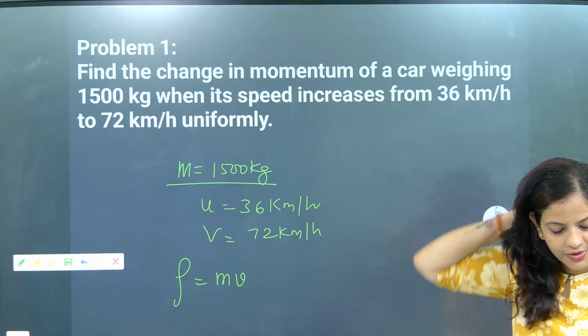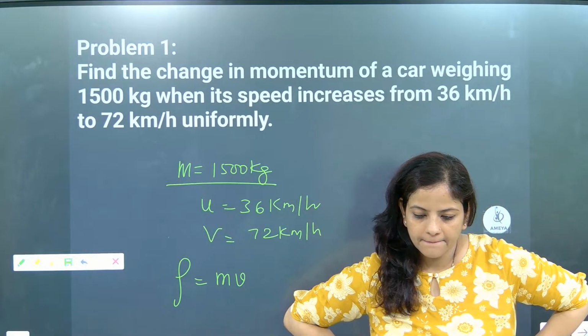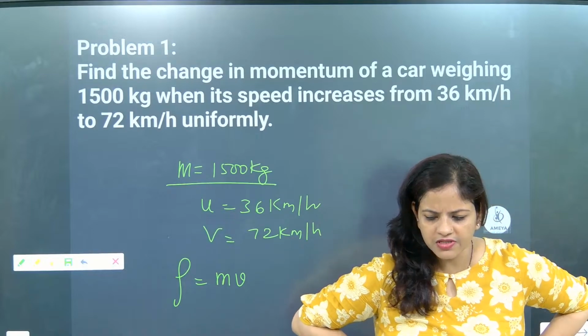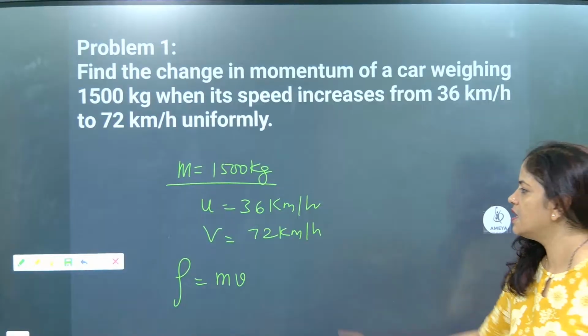So I'm going to change kilometer per hour into meter per second. You don't need to change now because they have given the same unit. Everywhere the same unit is there, so if the same unit is there, it is not needed to change. Now, come on, Tanish. Say.